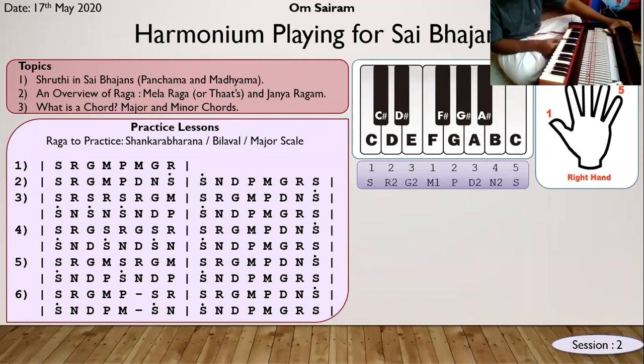This white is called a C. The two blacks before that is a C. So this is also a C. This is also C. This is a lower octave C. This is a middle octave C. This is a higher octave C.